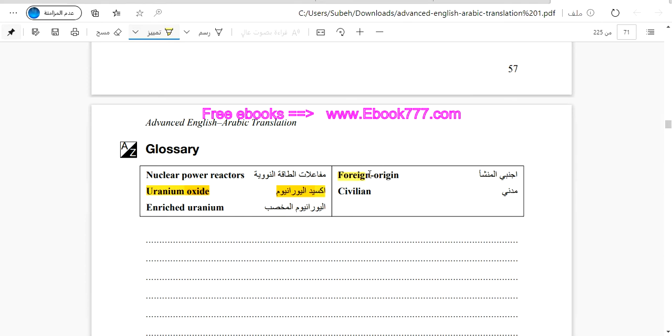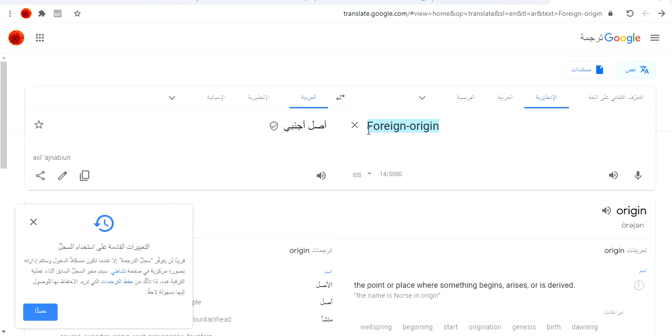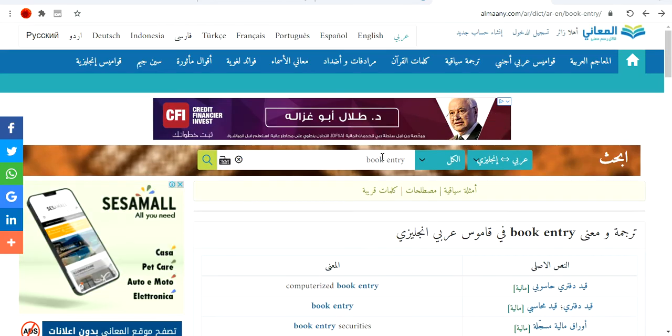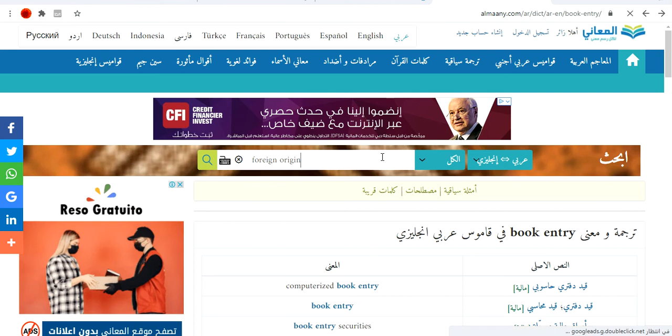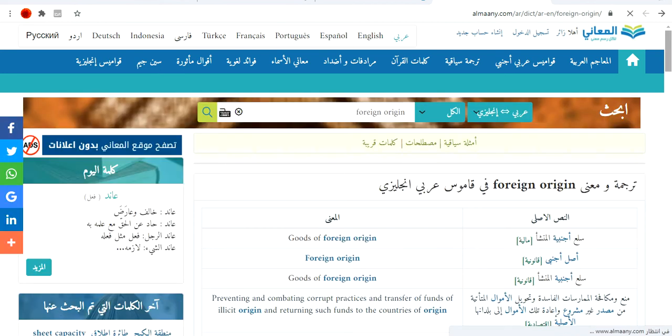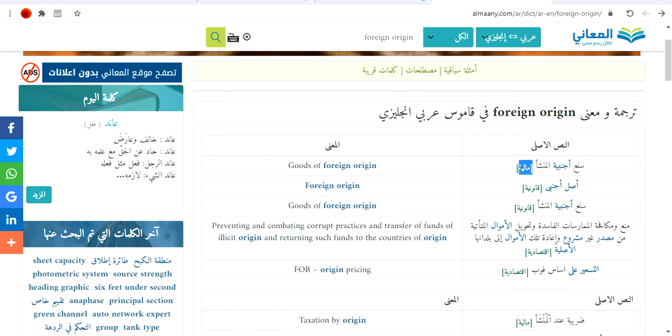Let me here discuss with you the word foreign origin. If you translated it literally, foreign means أجنبي, origin, like الأصل. Right, original, أصلي. Now, if you Google this word, foreign origin, it will be أصل أجنبي. But let's say, search in المعاني dictionary. المعاني tells me that goods, for example, of foreign origin, سلع أجنبية المنشأ, طبعا مالية, like could be اقتصادية or economic, let's say, genre.